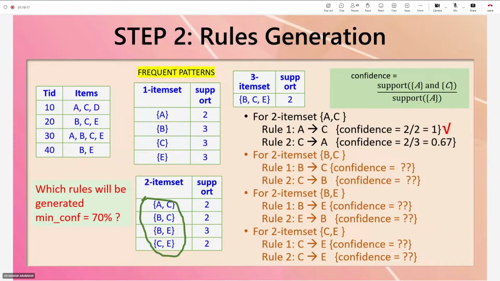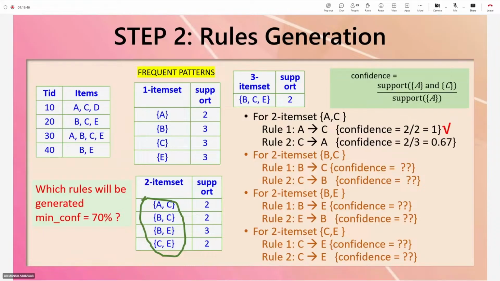The support of the antecedent, which is going to be what? Support of C, which is 3. Now we have 2 over 3, which is 0.67. 0.67 indicates 67%, which is less than the minimum confidence. So this rule is indicating that it is not necessary that wherever there is a purchase of C, we apply the purchase of A, because the confidence is 67%.